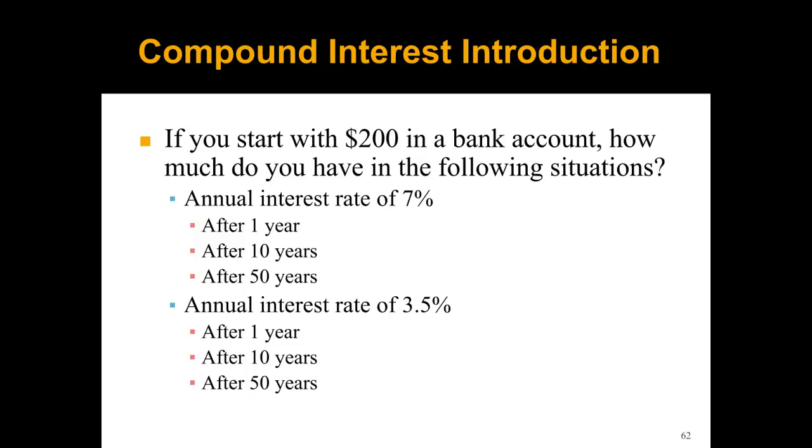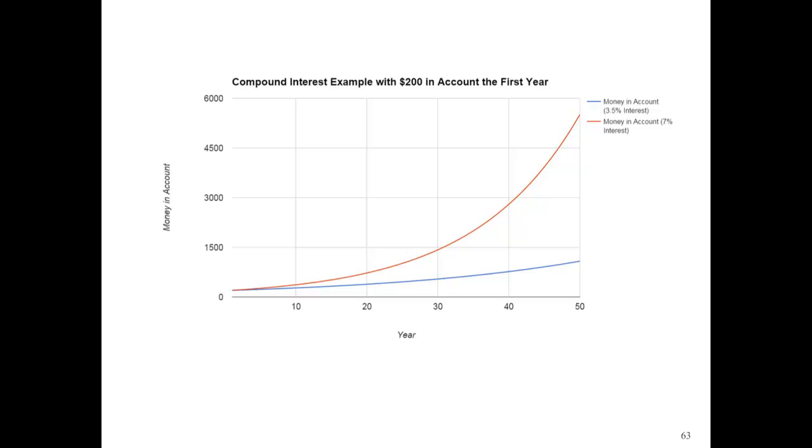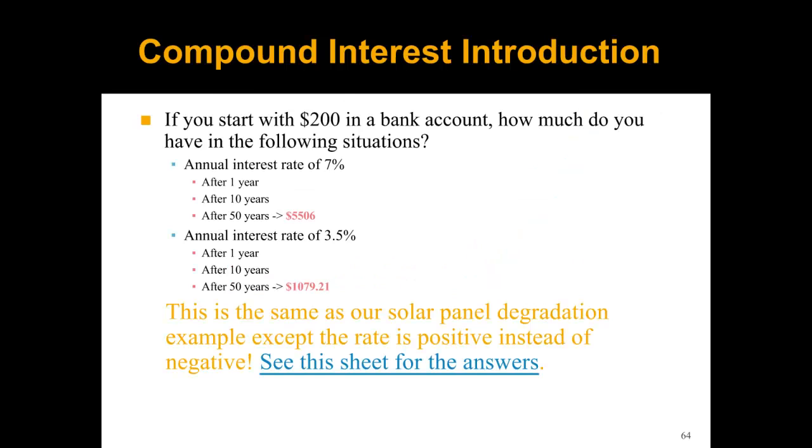Okay, so now let's look at a graph of these two situations. The blue line is the money in your account with 3.5% interest, and the red line is your money in the account with 7% interest. So you can see they start very similarly, and even at year 9 or 10, they're not much different. 30, 40, 50 years in the future, they're very different. Let's look at the answer for 50 years.